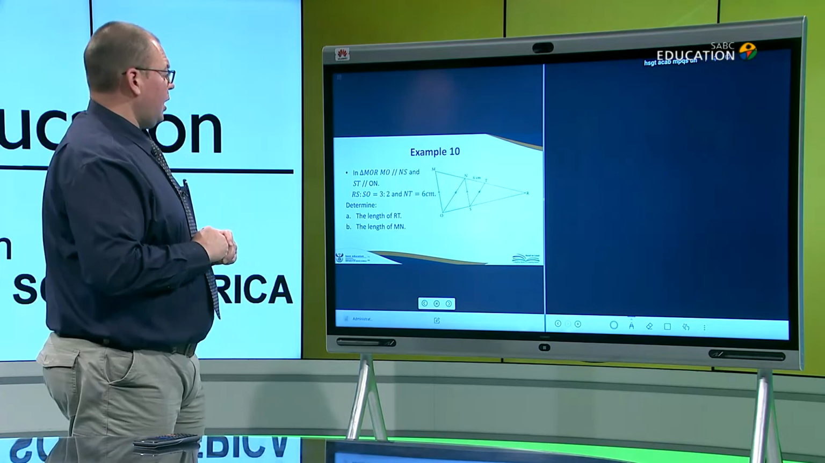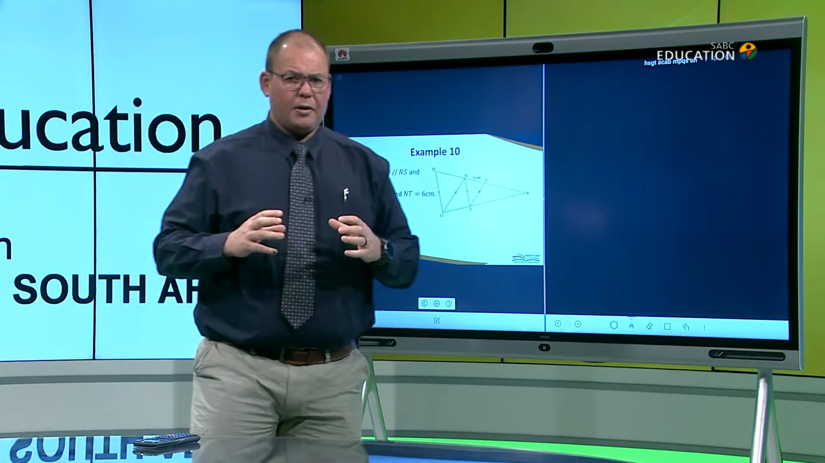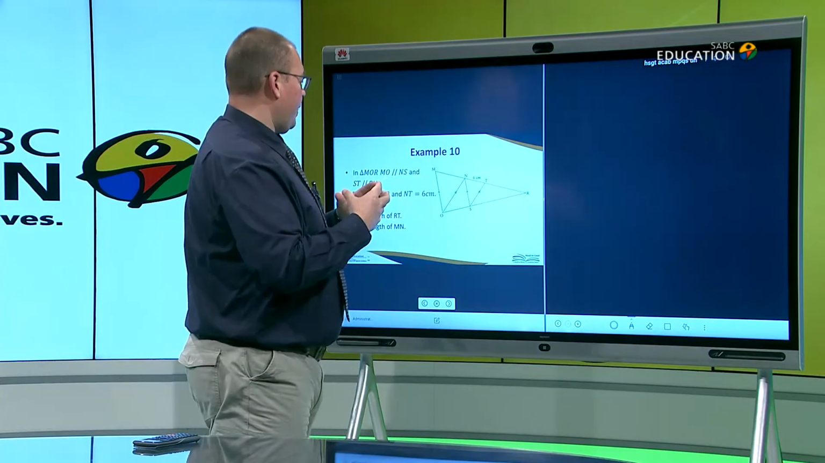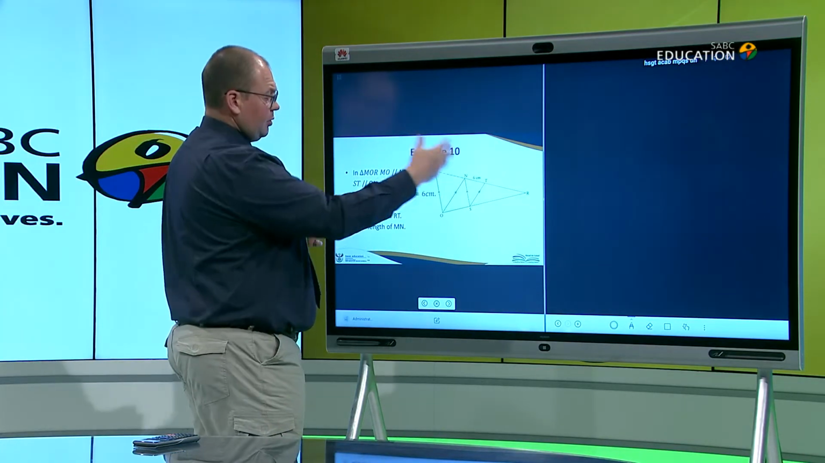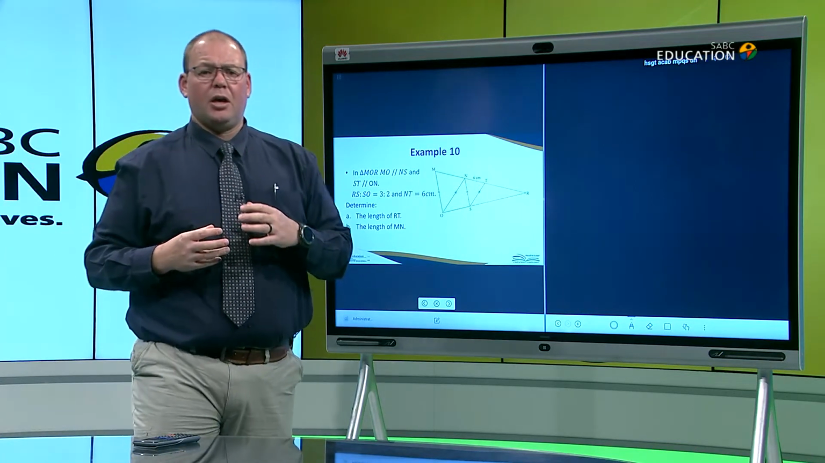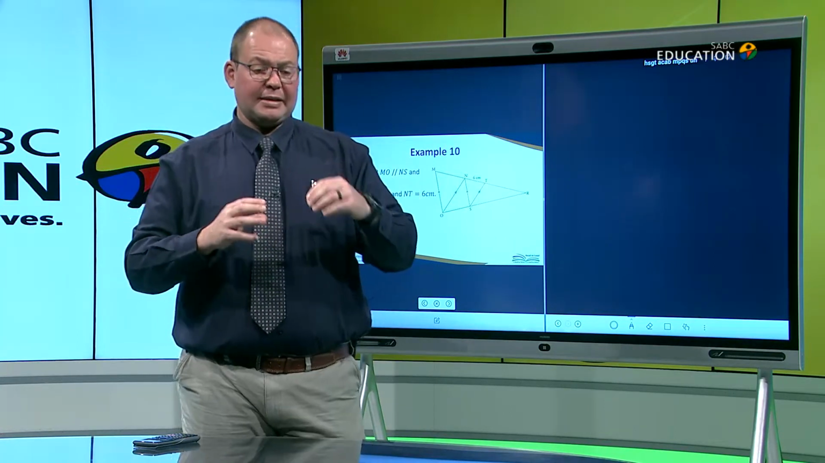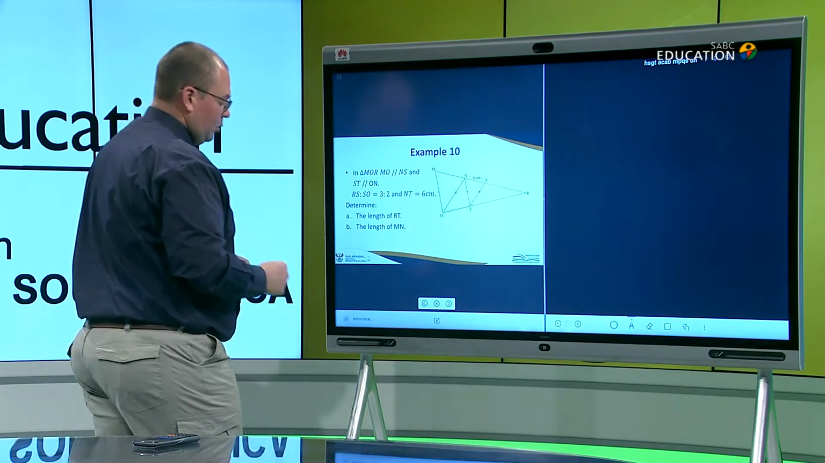So let's look at example 10. What I find is that when learners are given a ratio, they do not understand the meaning or how to indicate that specific ratio on a diagram. Firstly, please realize that when we work with a specific ratio, it's just that, the ratio. It's not necessarily the length of a side. Let me show you what I mean.